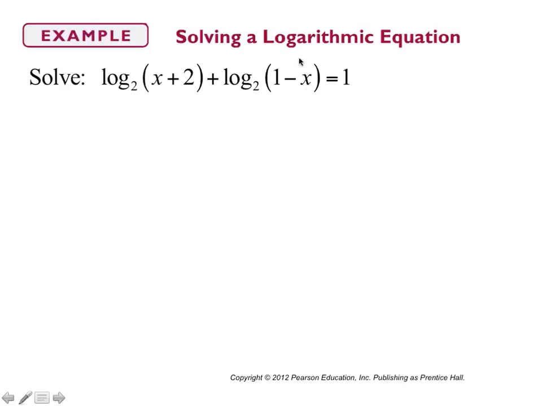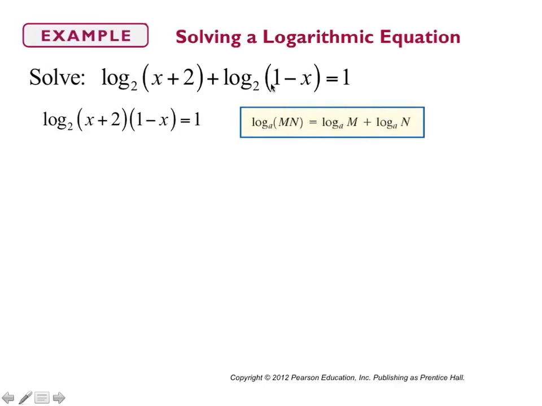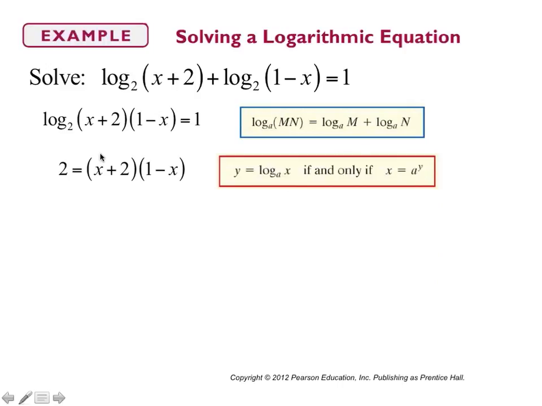All right, let's look at this example here. We have log base 2 of x plus 2 plus log base 2 of 1 minus x equals 1. Now, since we have addition here, we can actually change this to multiplication. And we also have the same base, which has to be true. So we have log base 2 of x plus 2 times 1 minus x equals 1. And then we rewrite this as exponential. So this 2 is our base, and we have 2 to the 1st power equals x plus 2 times 1 minus x. That's just this function right here where we can change from logarithmic into exponential.